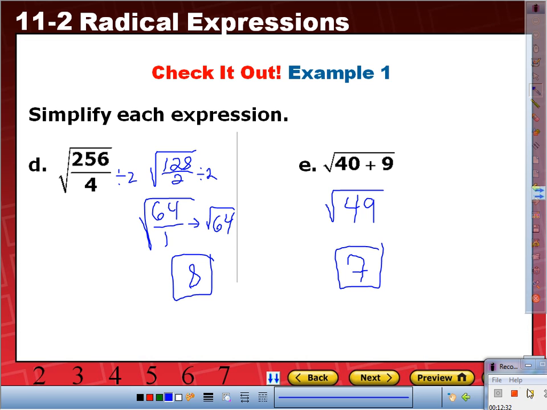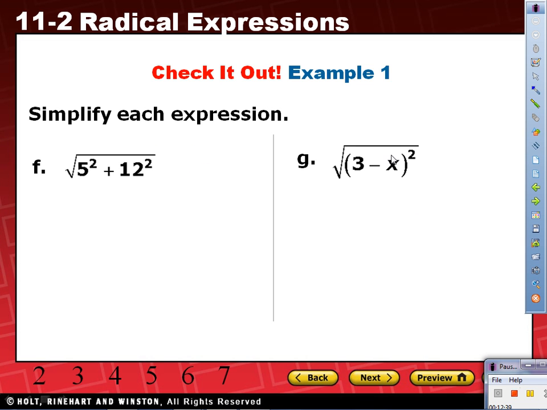Copy this next one. Example 1F and 1G. F is square root of 5 squared plus 12 squared. And G is square root of, parentheses, 3 minus X, squared. Copy those and see if you can do those by yourself. You got about a minute. Go.